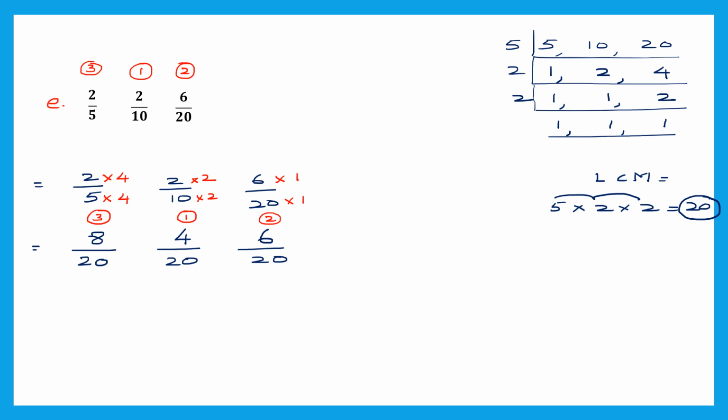So now let's write our final answer. Going back to the question, we have to write that as our answer. So the first one is 2 by 10. Let's write that here. So 2 by 10 is smaller than the second one, which is 6 by 20. And that is smaller than the third one, which is 2 by 5. So this is our answer.